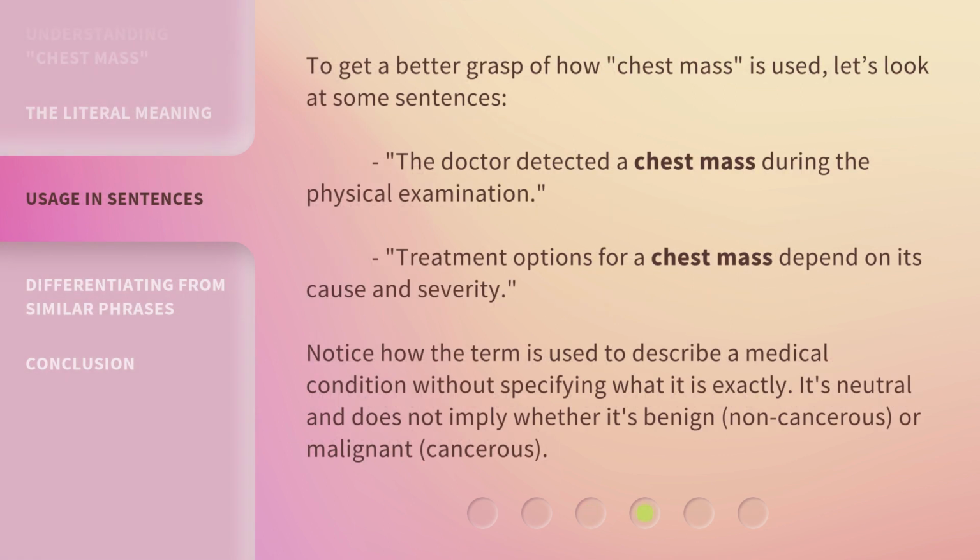To get a better grasp of how chest mass is used, let's look at some sentences. The doctor detected a chest mass during the physical examination. Treatment options for a chest mass depend on its cause and severity. Notice how the term is used to describe a medical condition without specifying what it is exactly. It's neutral and does not imply whether it's benign, non-cancerous, or malignant, cancerous.